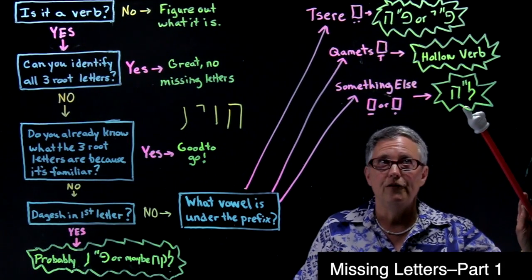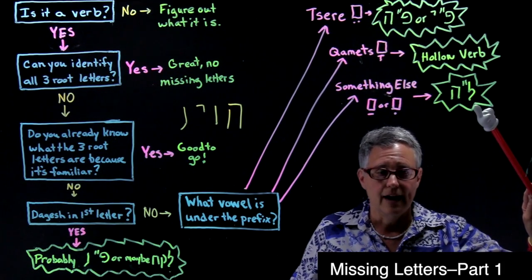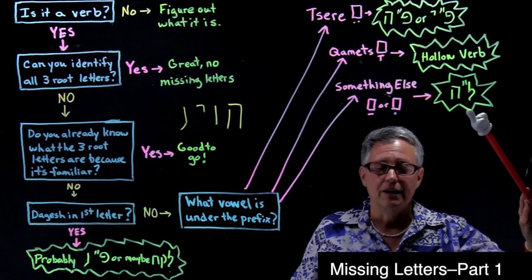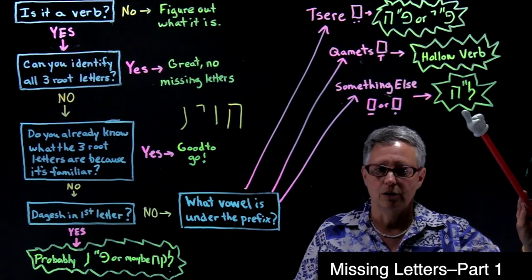When you figure out the letter that's missing and the position that that letter is in, you will know what the root is so that you can figure out how to look it up in the lexicon.